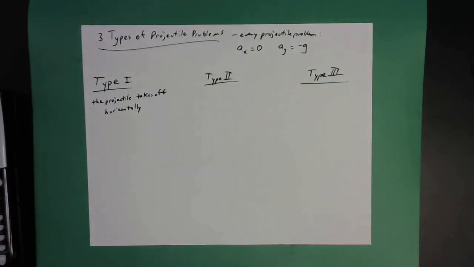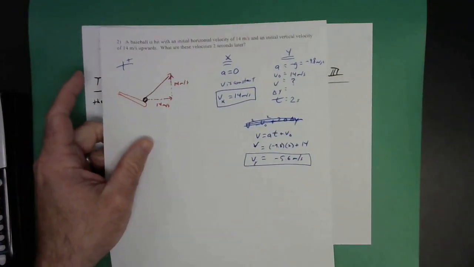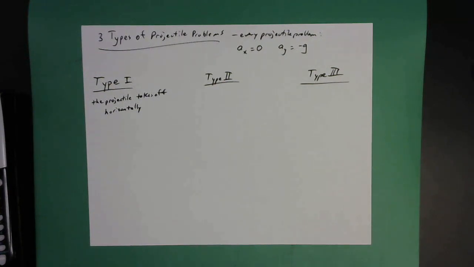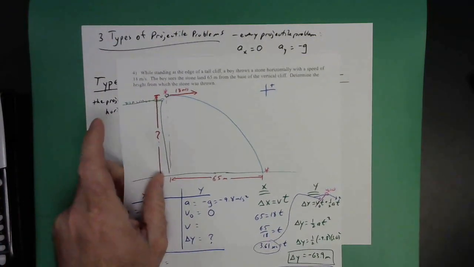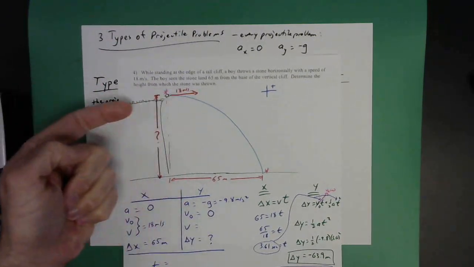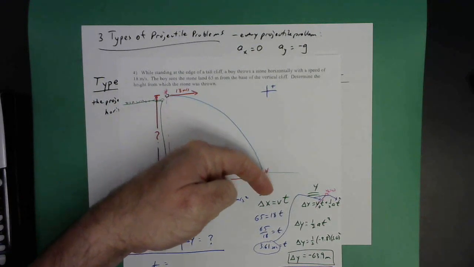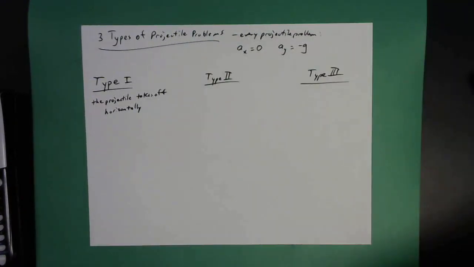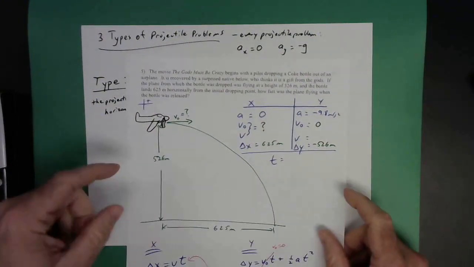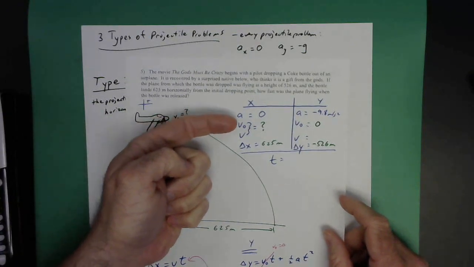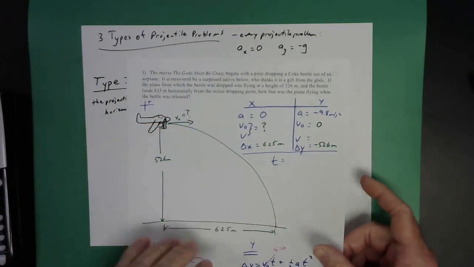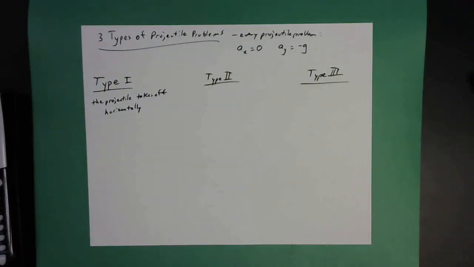In problem 2, well, that was not a type 2, type 1. In problem 4, a stone was thrown horizontally. And so this is a type 1 type motion. And in problem 5, that bottle was flying horizontally when it was released. And this is a type 1 projectile problem. So those are type 1s, takes off horizontally.